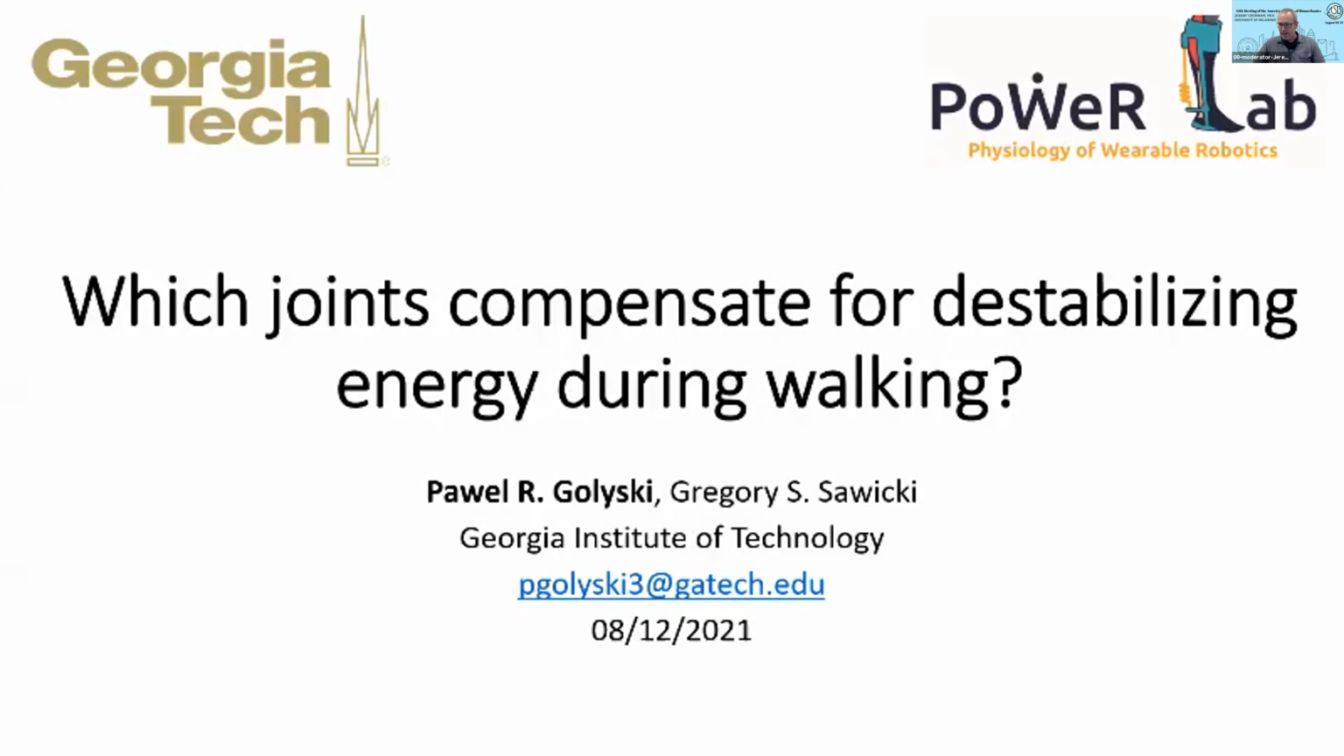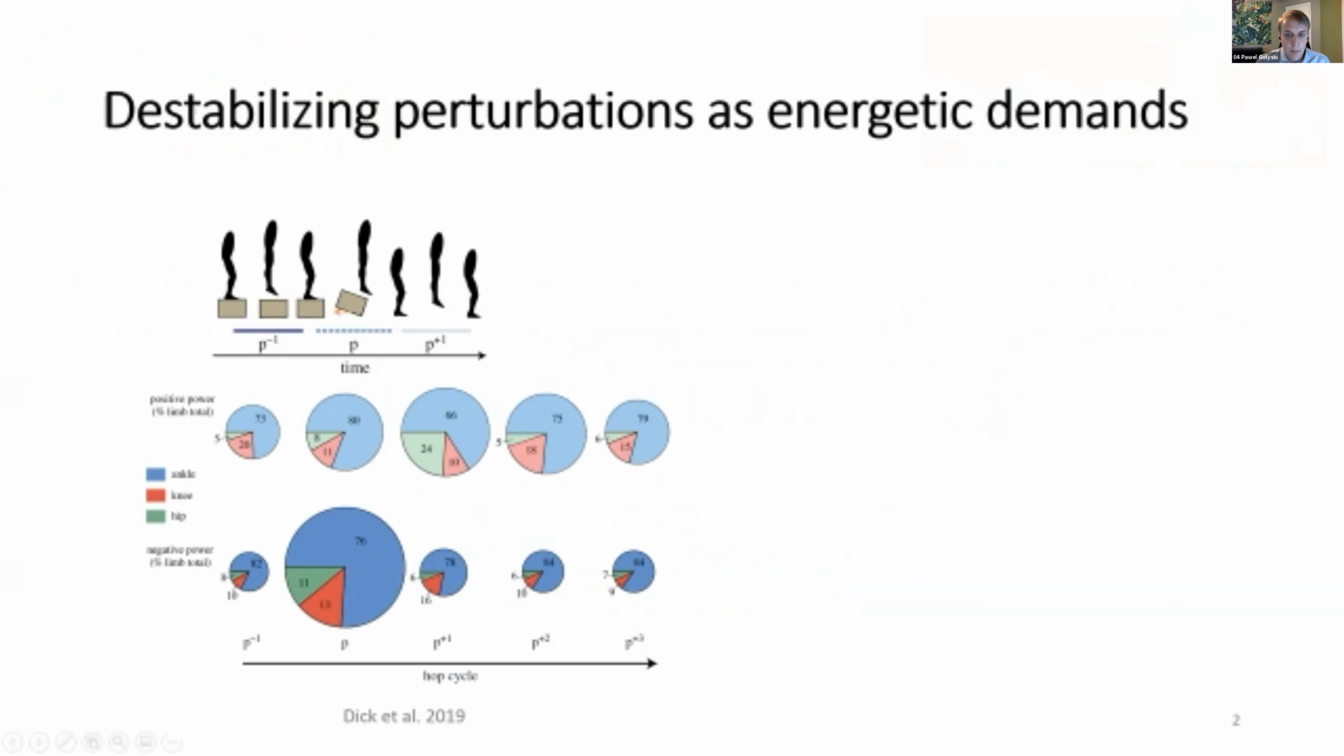Hello, everyone. My name is Pawel Golyski, and today I'll be presenting my work entitled "Which Joints Compensate for Destabilizing Energy During Walking?" Previous work by Taylor, Dick, and colleagues demonstrated the ankle and plantar flexor muscles play a major role in dissipating the mechanical work of a perturbation.